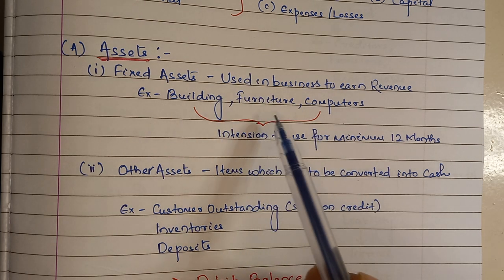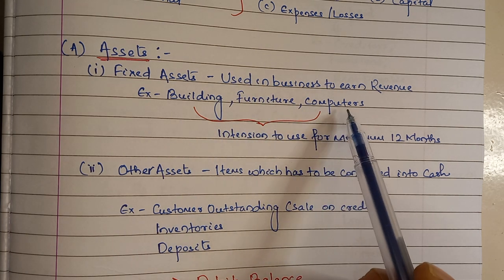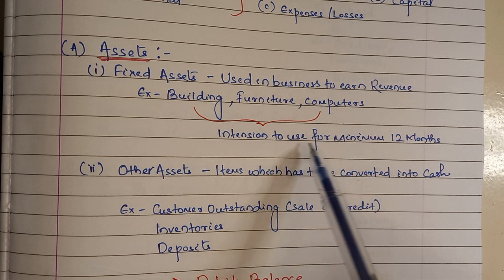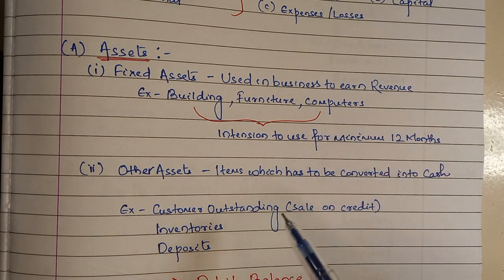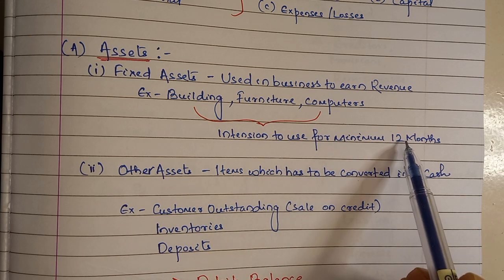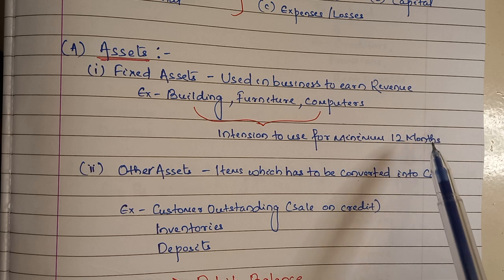What is the intention of these assets? Why is the business keeping these assets? The intention is to use them for a minimum of 12 months. That means it's not that I buy an asset today and sell it tomorrow. The intention is to use it for a minimum of 12 months and generate revenue by using that asset.